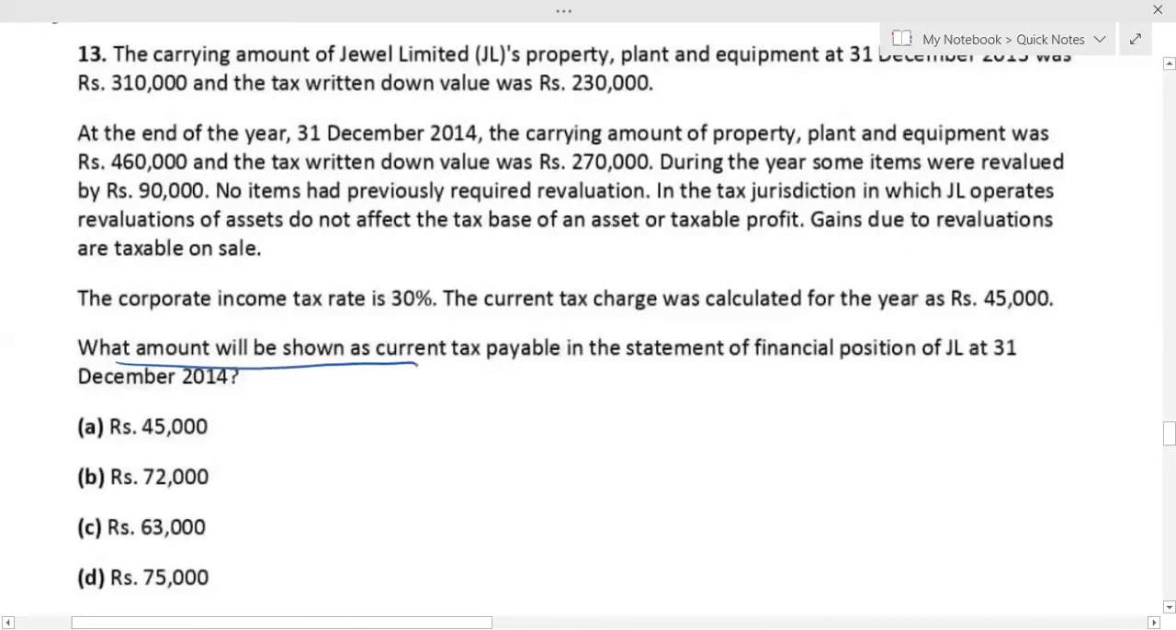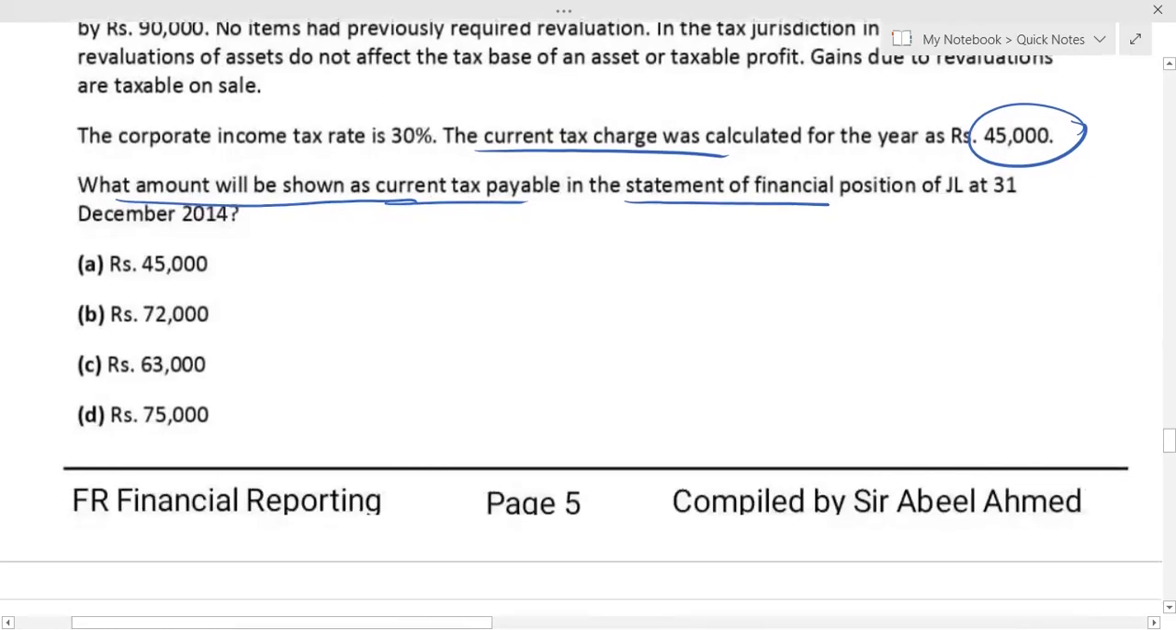What amount will be shown in the current tax payable in the statement of financial position? Current tax payable. The current tax charge was calculated as 45. So 45,000 is the answer, because the examiner is asking what amount will be shown in the current tax payable. So 45,000 is your current tax payable.